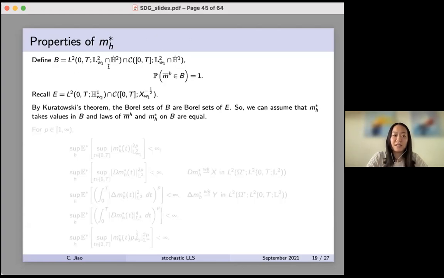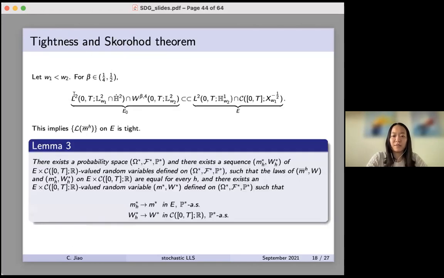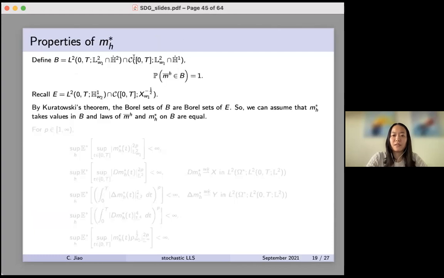Let's define another intersection of spaces, capital B. The first part of capital B is the same as the first part of E0. The second part of capital B comes from the uniform estimates of the quadratic interpolation. So M bar is in the space B almost surely. We observe that this space B is continuously embedded into this space E. So by Kuratowski's theorem, we know that Borel sets of B are Borel sets of E, which means under the same laws of MH star and MH bar, we can assume that MH star, the new process, takes values in B as well with the same laws on B.